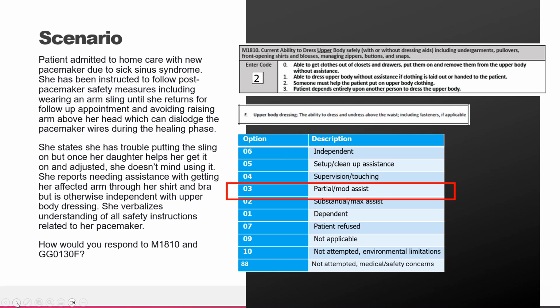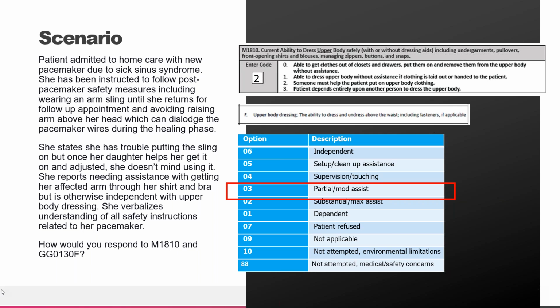Again, this one was pretty easy. She needed some assistance to get those things done, so she would be a 2 as far as M1810. Now, she's independent with what sounds like the majority of that upper body dressing. She needs somebody to help with that sling. She just needs help getting her arm through her bra and her shirt, and then she can do everything else. In my world, I would code that as a 3. Now, there may be some discussion that it's more a 4.